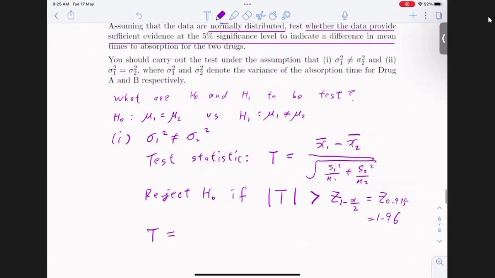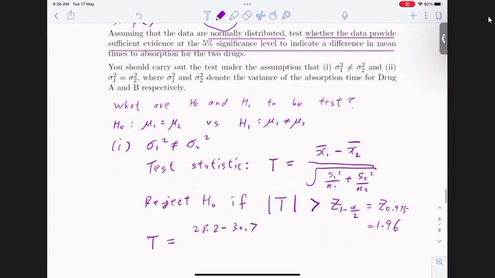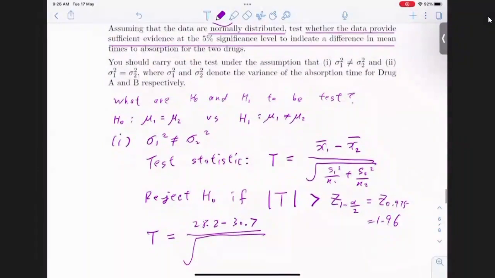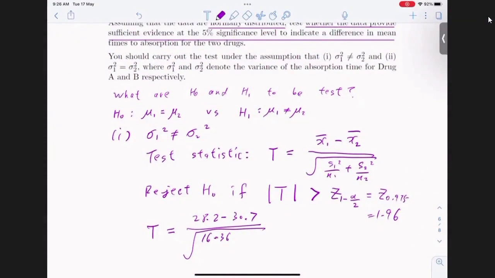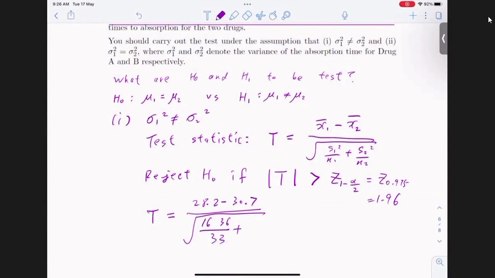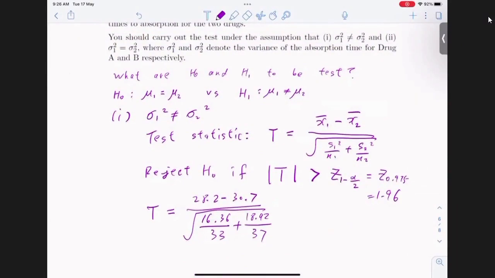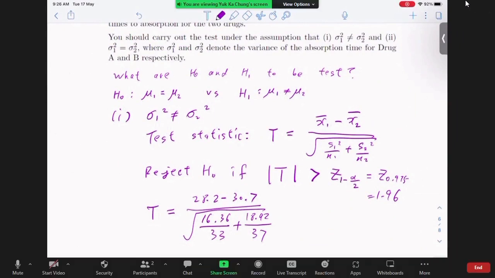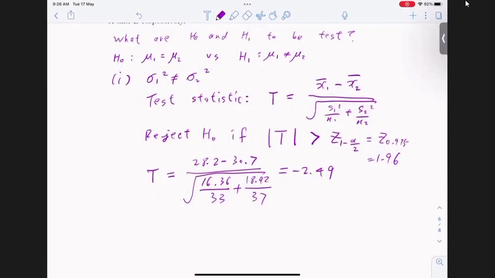The test statistic is computed by putting everything we know about the sample in the test statistic. The difference in the sample means divided by the standard error, which is the square root of the sum of the sample variance divided by sample size, for each sample, and add them up together. And it gives a value equal to minus 2.49.